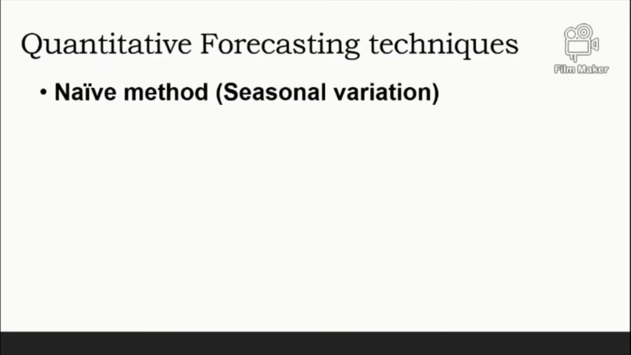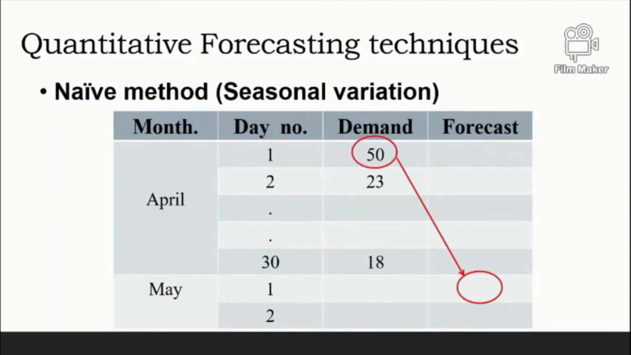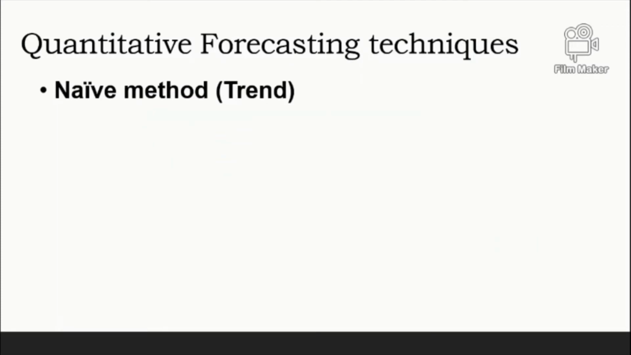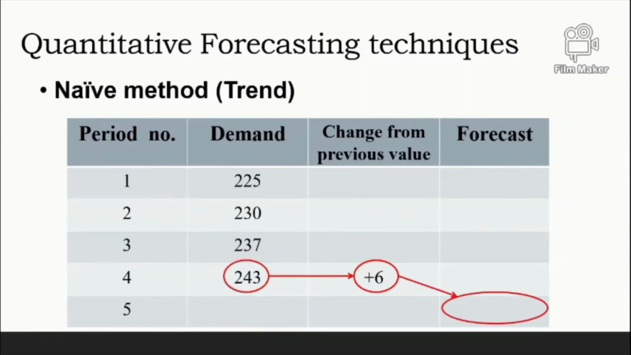With seasonal variations, the forecast for this season is equal to the value of the series last season. For example, the forecast of the number of checks cashed at a bank on the first day of the month next month is equal to the number of checks cashed on the first day of this month. For data with trend, the forecast is equal to the last value of the series plus or minus the difference between the last two values of the series. For example, suppose the last two values were 237 and 243. The difference between them is 6. So, the next forecast would be 243 plus 6 equals 249.